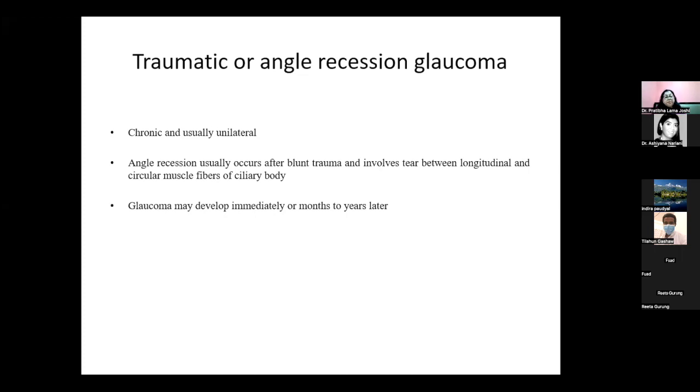Traumatic or angle recession glaucoma. Due to blunt trauma, there is angle recession. Angle recession glaucoma is usually chronic and unilateral. It occurs after the trauma due to a tear between the longitudinal and the circular muscles of the ciliary body. The glaucoma may develop immediately after the trauma or months to years after the trauma.